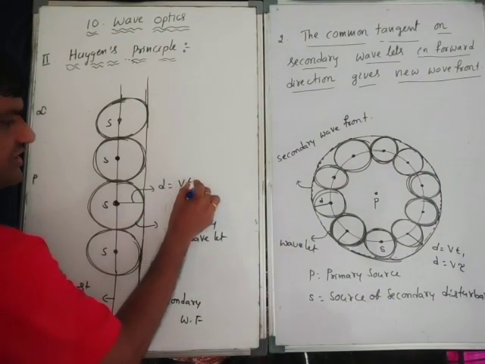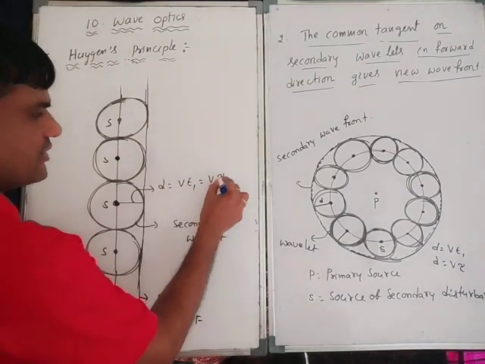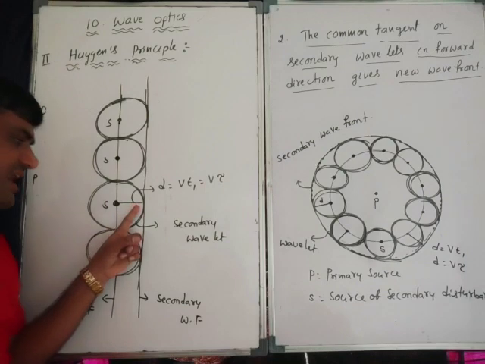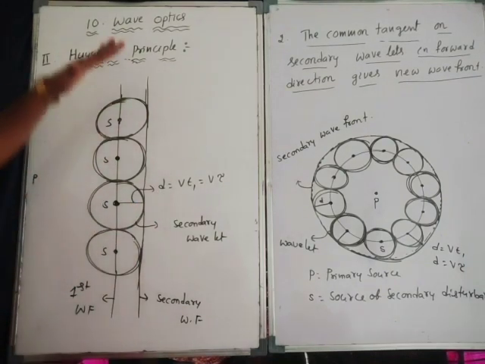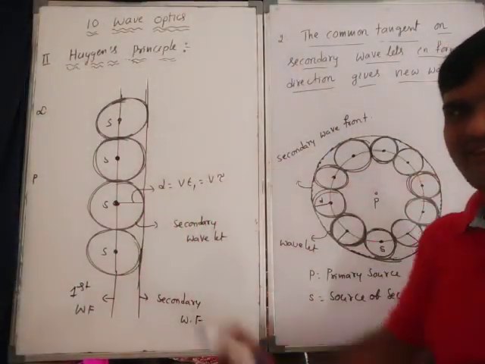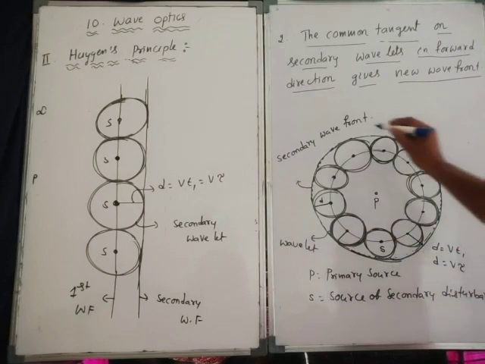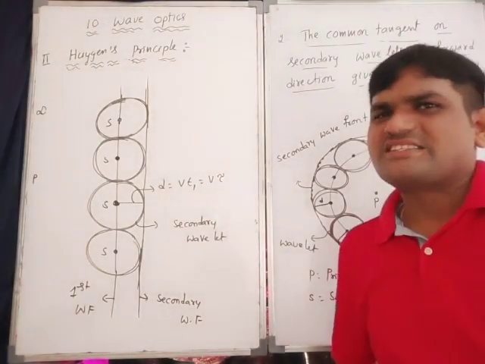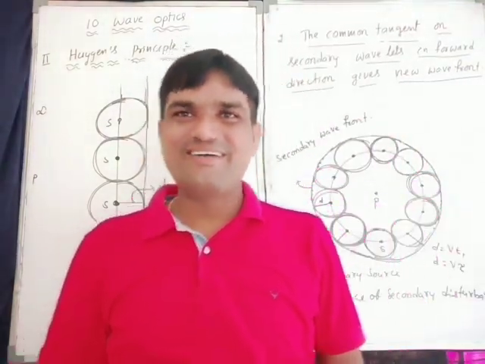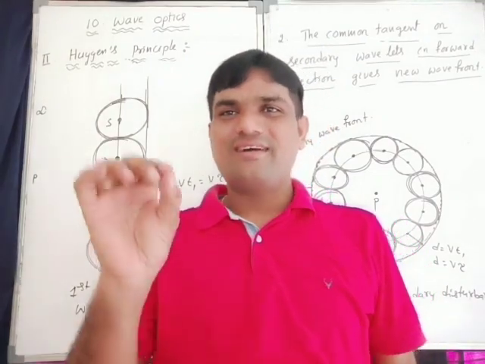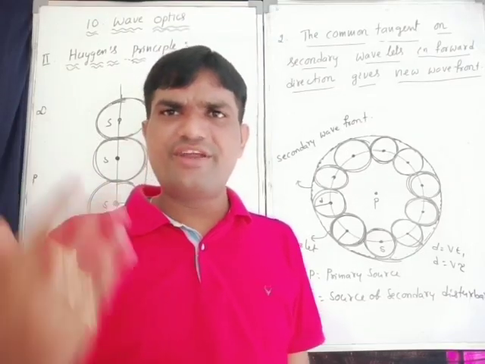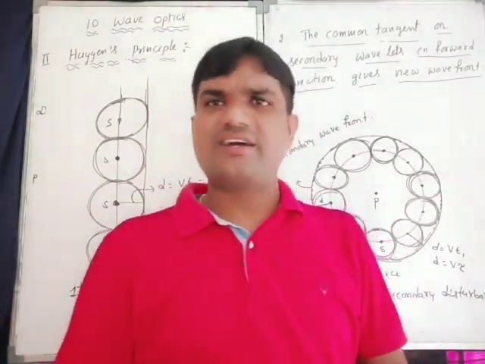So v into t1, nothing but v into tau. So after time t1 seconds the wavelet can travel a distance d. This is the plane wavefront. Related topic: this is the plane wavefront. This is the spherical wavefront. Similarly, the cylindrical wavefront also will come the same way. This is the Huygens principle. Did you understand, everybody? So very important concept. Huygens principle. Right. So now we will discuss the next very important topic, that is reflection and refraction.